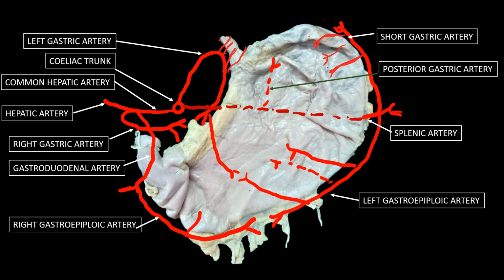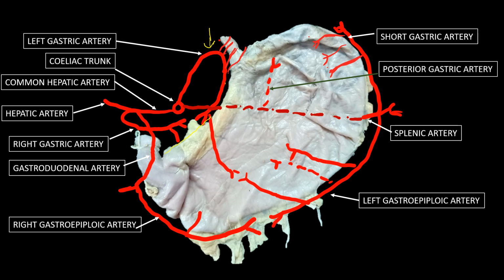First, the lesser curvature of the stomach. This is the lesser curvature of the stomach. It is supplied by the left gastric artery and the right gastric artery. The anastomosis between the left gastric artery and right gastric artery at the lesser curvature supplies the stomach. The major part of the stomach is supplied by the left gastric artery. Almost two-thirds of this organ is supplied by the left gastric artery. That's why it is the major artery of the stomach.